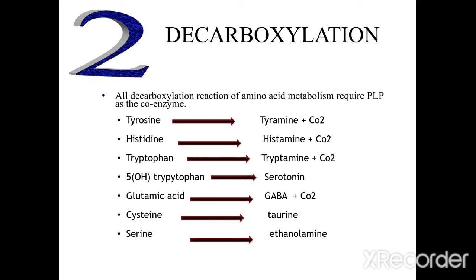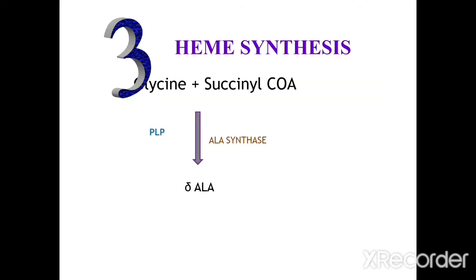These are the examples for decarboxylation reaction. Glutamic acid is decarboxylated to GABA. GABA is an inhibitory neurotransmitter. Other examples for decarboxylation reactions are tyrosine to tyramine, histidine to histamine. All these decarboxylation reactions require pyridoxal phosphate.